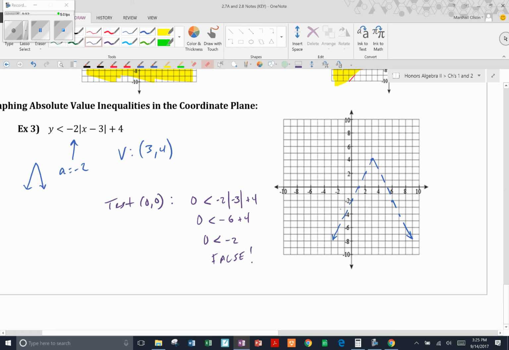So that means that 0, 0 is not a solution. Okay, so right here, that's not a solution. That means nothing on that same side of the absolute value is a solution. All the solutions lie on the other side, or inside our absolute value.